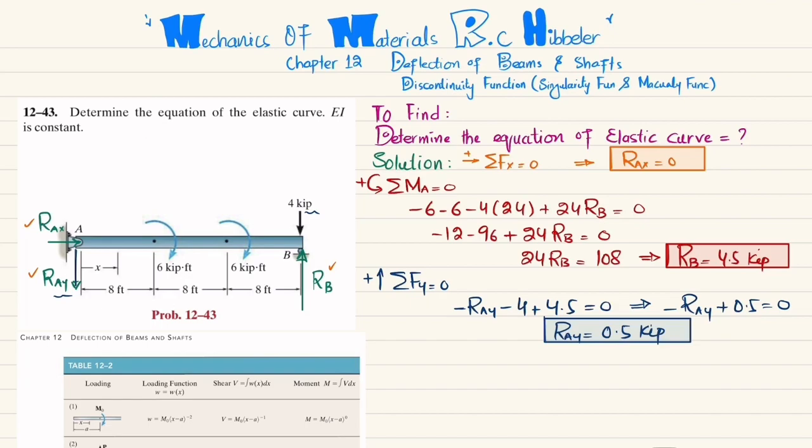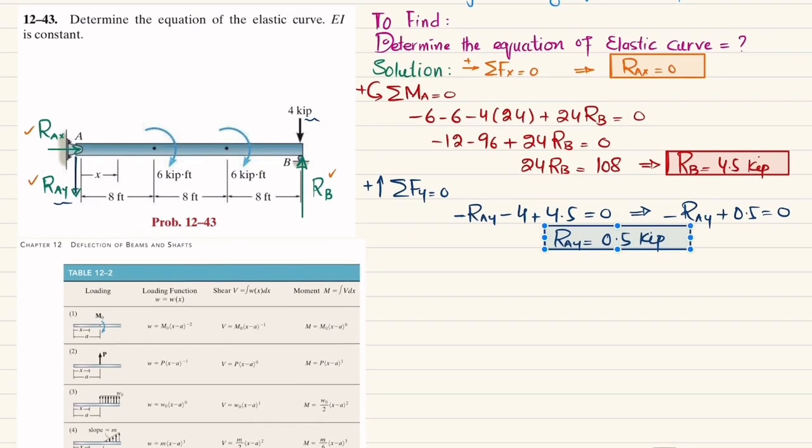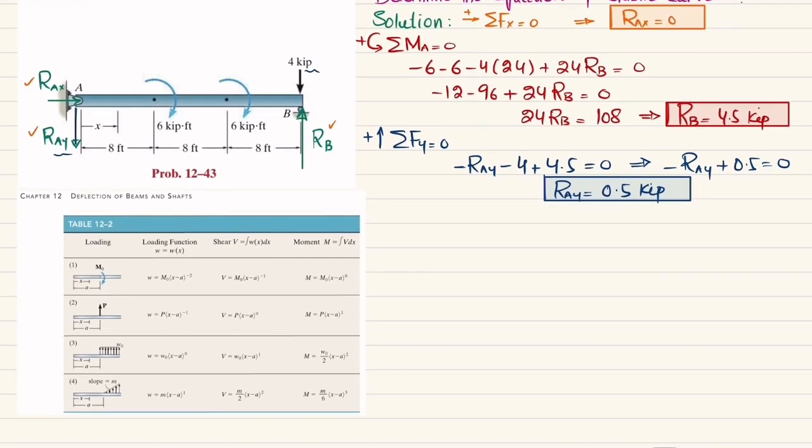Now you have RAX, RB and RAY, so you can move toward finding the equation of elastic curve. For that we know that the equation of elastic curve can be obtained by using this equation: EI into d squared v over dx squared, where x is the length, let's start from here, you can see, and v is the deflection at any length of x. So this is the equation. So we will find this moment.